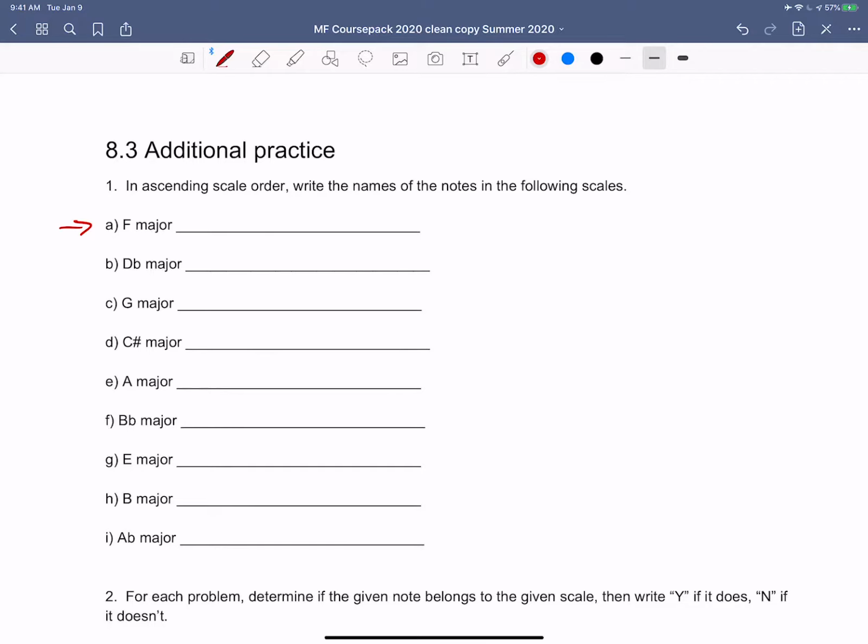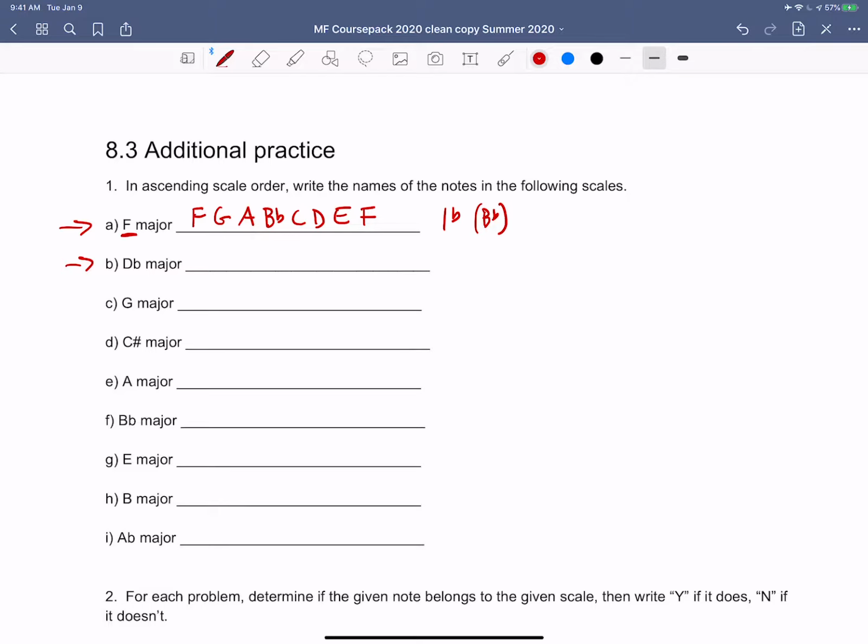So F major, you know that its key signature is 1 flat, and that flat is B flat. But when you actually go for the notes in scale order, you're going to start with the name of the scale, so F. So your notes in order are going to be in musical alphabetical order: F, then G, then A, then B flat, yes, because that's in our key signature, C, D, E, and then let's officially go up to F, up through the octave. So that's how you do the first one.